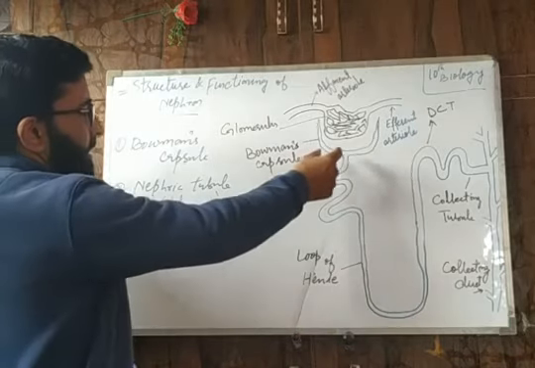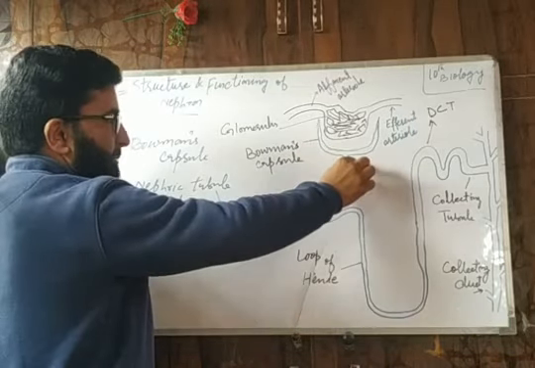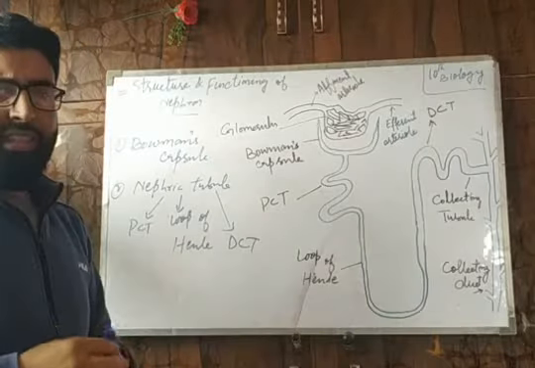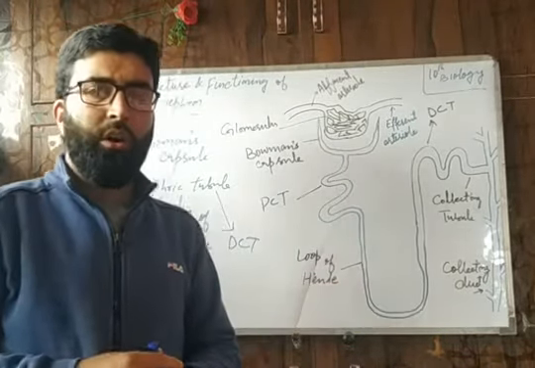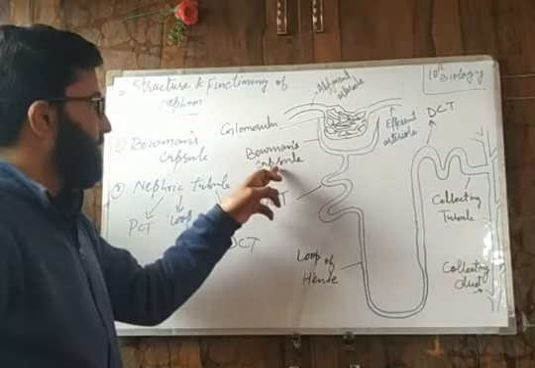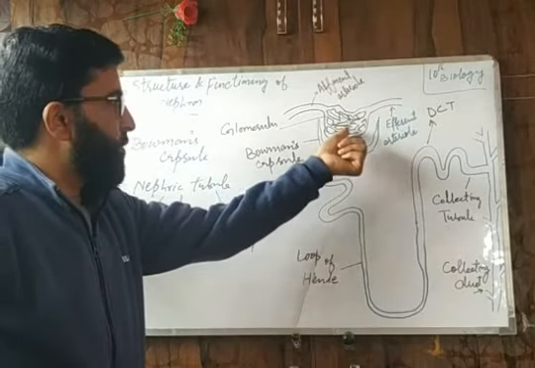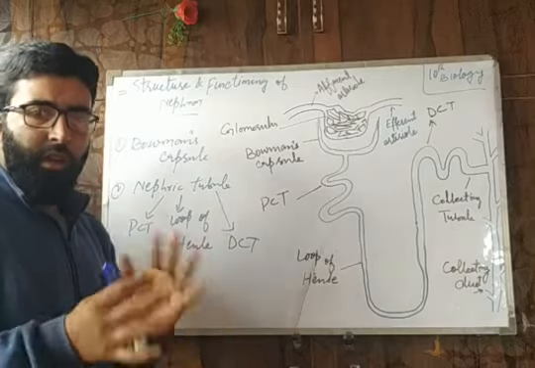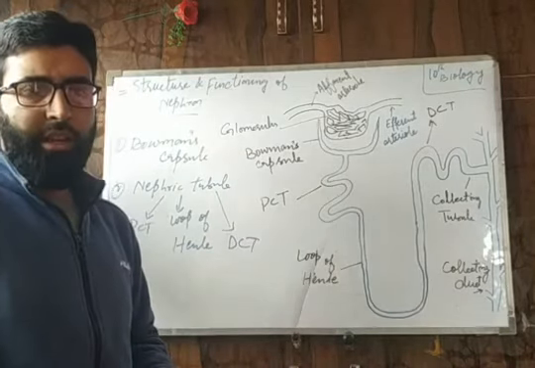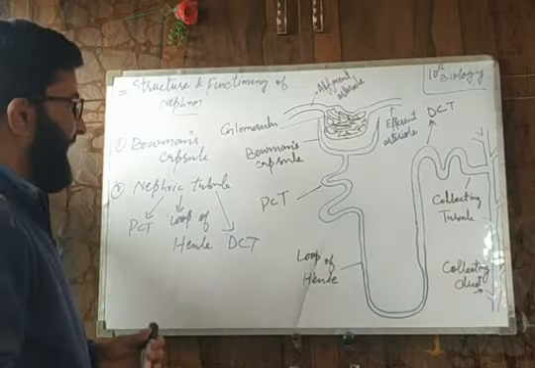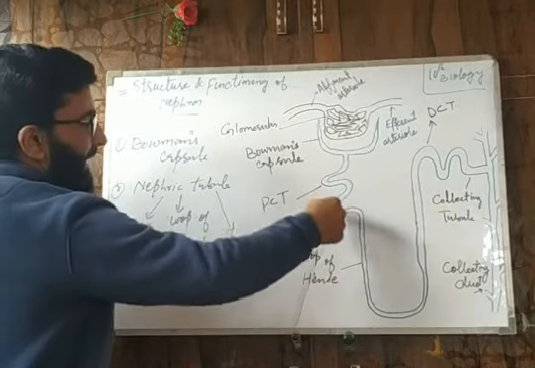After this, Bowman's capsule and glomerulus are collectively called the Malpighian body or renal corpuscle. Both these, Bowman's capsule and the glomerulus, the bundle of capillaries, are collectively called the Malpighian body, or we can say renal corpuscle.